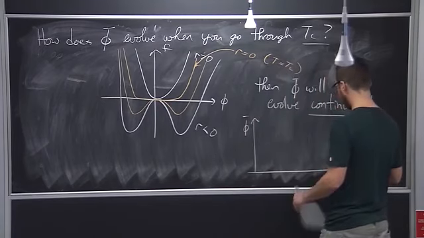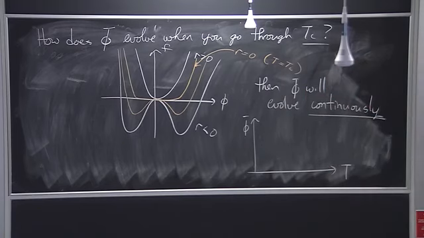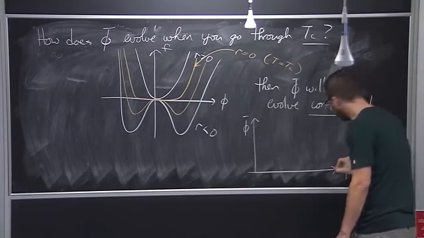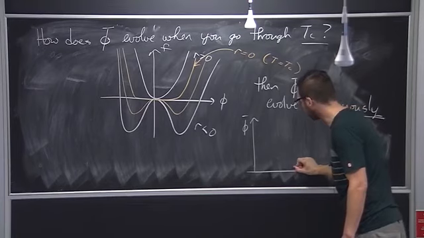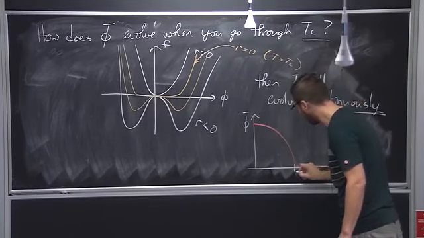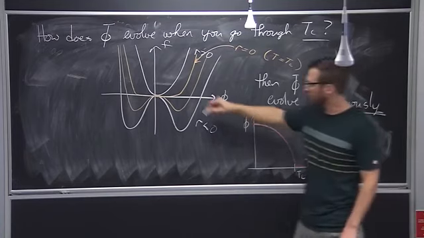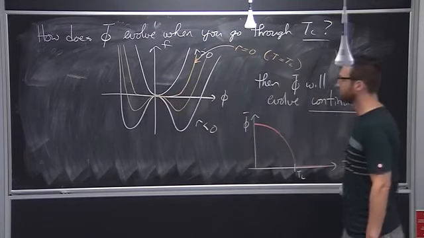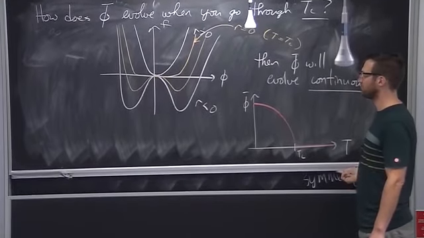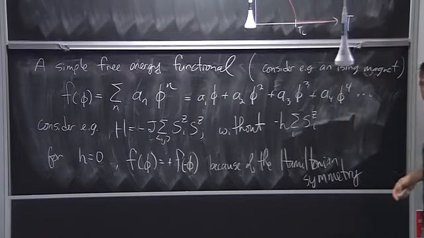Phi bar is a function of T. It'll look something like this. It'll be 0 until you hit the transition temperature. That's TC. Again, that's like tracking the minimum here. So that's a continuous phase transition.